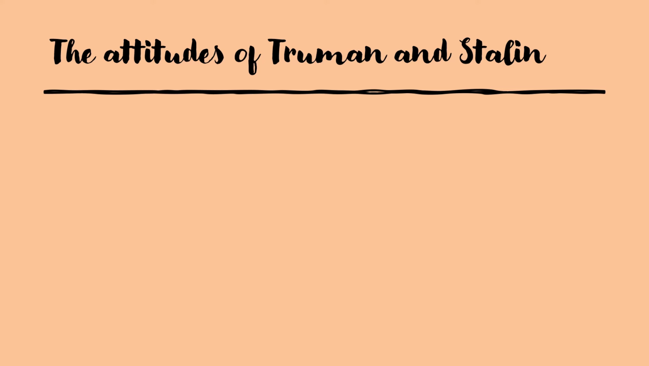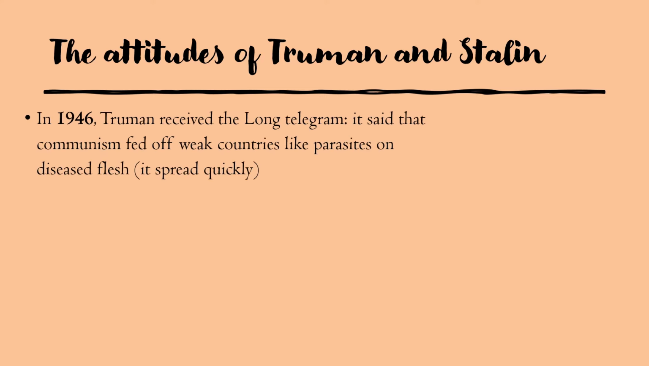Final one then, are the attitudes of Truman and Stalin. And this is just, rather than a two effects thing, a little look at it for perhaps question C or question A. So in 1946, Truman received what was called the Long Telegram. It said that communism fed off weak countries like parasites on diseased flesh, i.e. communism would spread very, very quickly, and it said that Stalin wanted to spread his communism across the globe, and was very, very anti-capitalist.